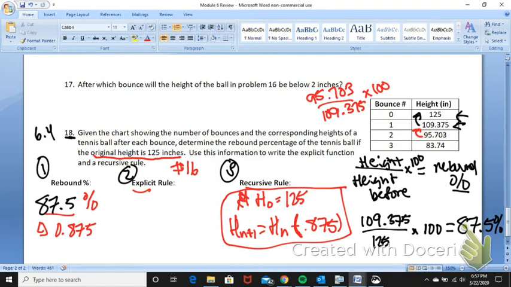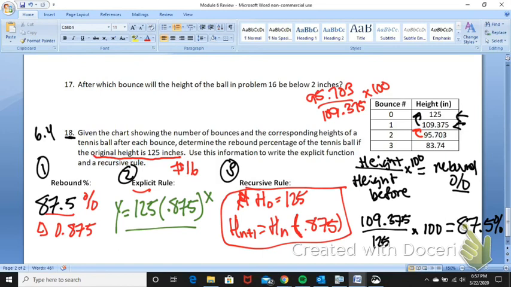Last one is going to be the explicit. So got a lot of red going on here. I'm going to switch colors up and go with green right here. So we're going to have y equals, so we're going to start out with the initial, which is 125, multiply that times our 0.875, and then we got to make sure we put our x right there. So there's your explicit right there.